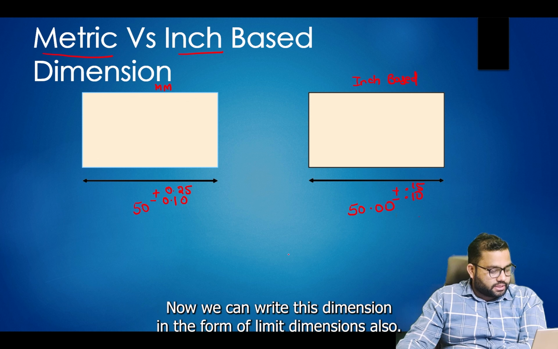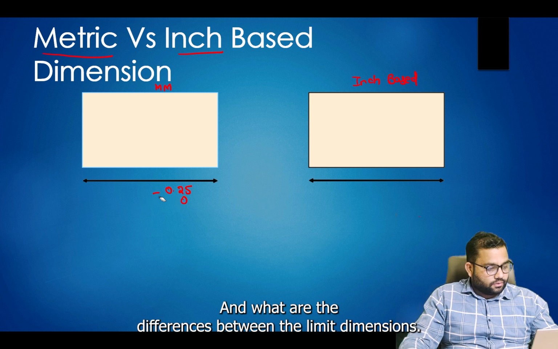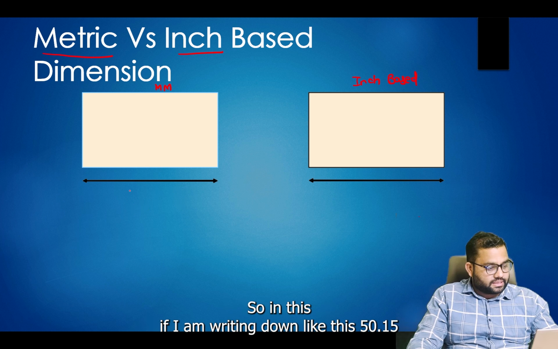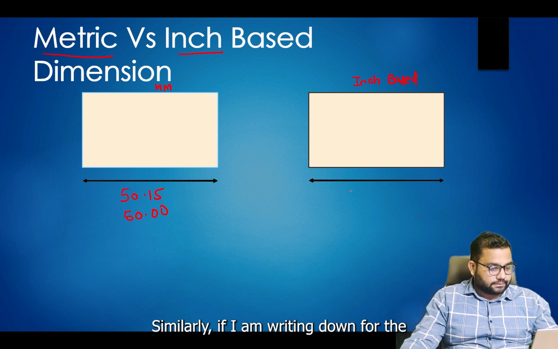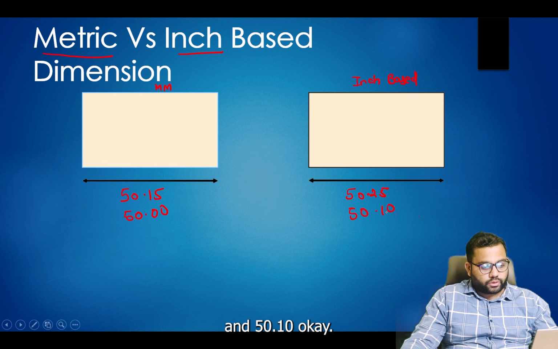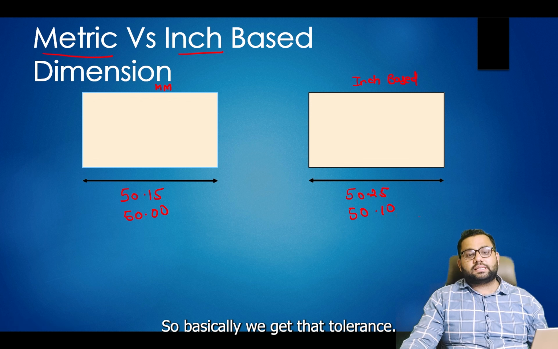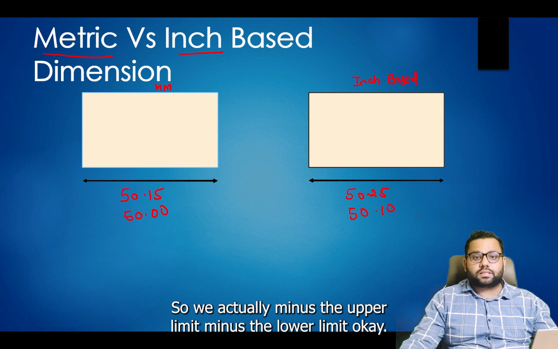Now we can write this dimension in the form of limit dimensions also. Okay, so how can we write these dimensions in the form of limits, and what are the differences between the limit dimensions? In this, if I am writing down like this, 50.15 and 50.00. Okay, similarly, if I am writing down for the inch based system, 50.25 and 50.10. Okay, so basically we give the tolerance, and if we want to find out the tolerance value, we actually subtract the lower limit from the upper limit.